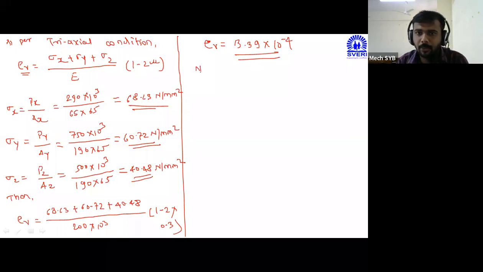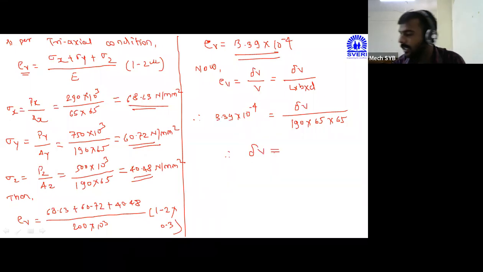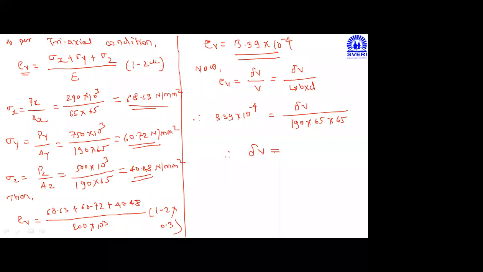Now next step, we have to calculate the change in volume. So we have one more formula of volumetric strain, which is equal to change in volume upon original volume, equal to change in volume divided by L into B into T. So volumetric strain 3.39 into 10 raised to minus 4 is equal to change in volume, which we have to calculate, divided by 190 into 65 into 65. Therefore, change in volume. What is the answer? 272.13 mm cube.